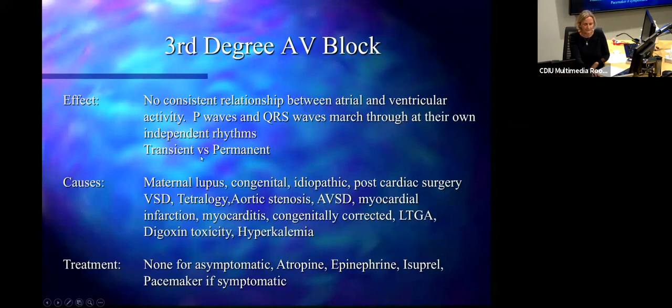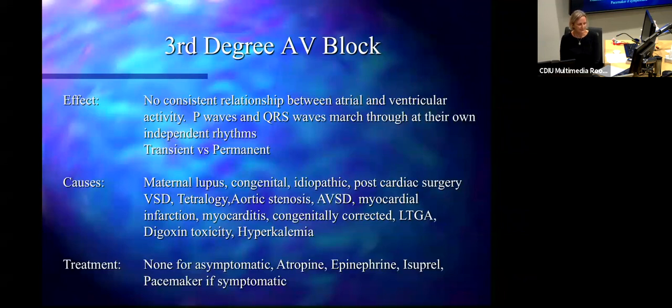It might be transient, post-surgical repair, swelling, inflammation, that we may need to pace you, AV sequentially pace you with a DDI pacemaker until the cells sort of fix themselves and the swelling goes down. Or maybe it does need to be a permanent pacemaker put in. So causes are maternal lupus, a congenital reason, so a baby born from a mom with lupus, idiopathic for no known reason, post-cardiac surgery, all of those things that center around the AV node.